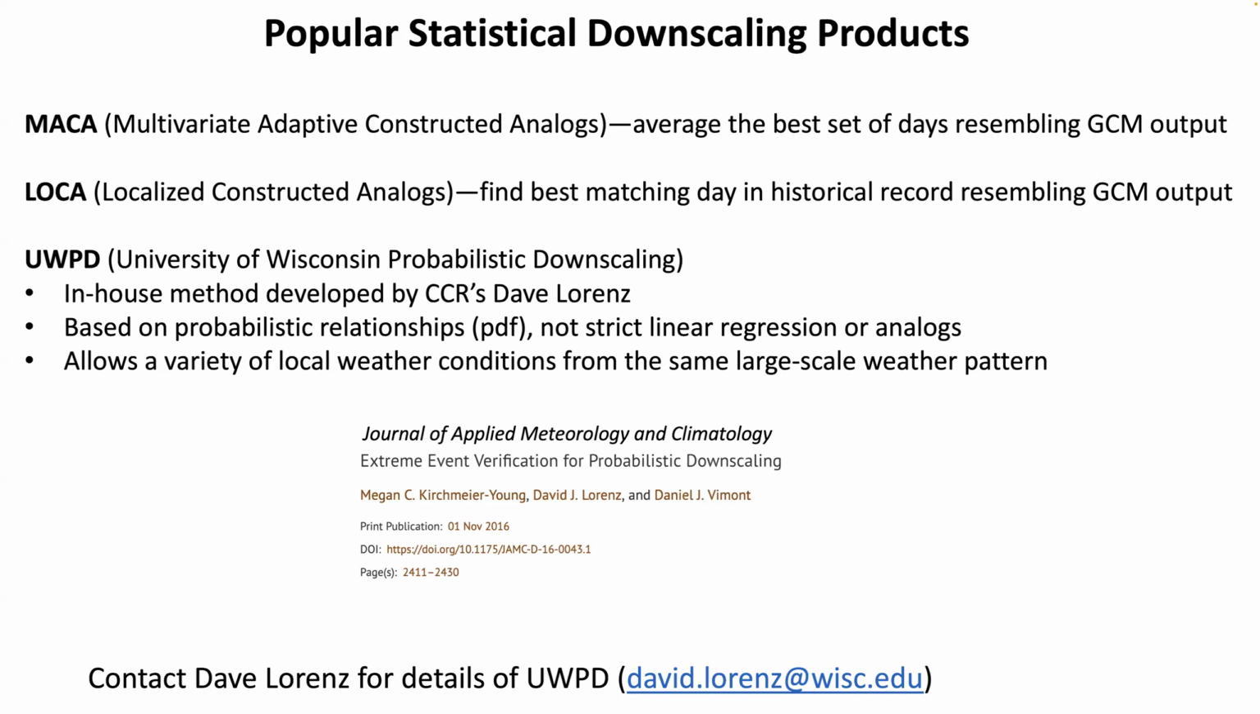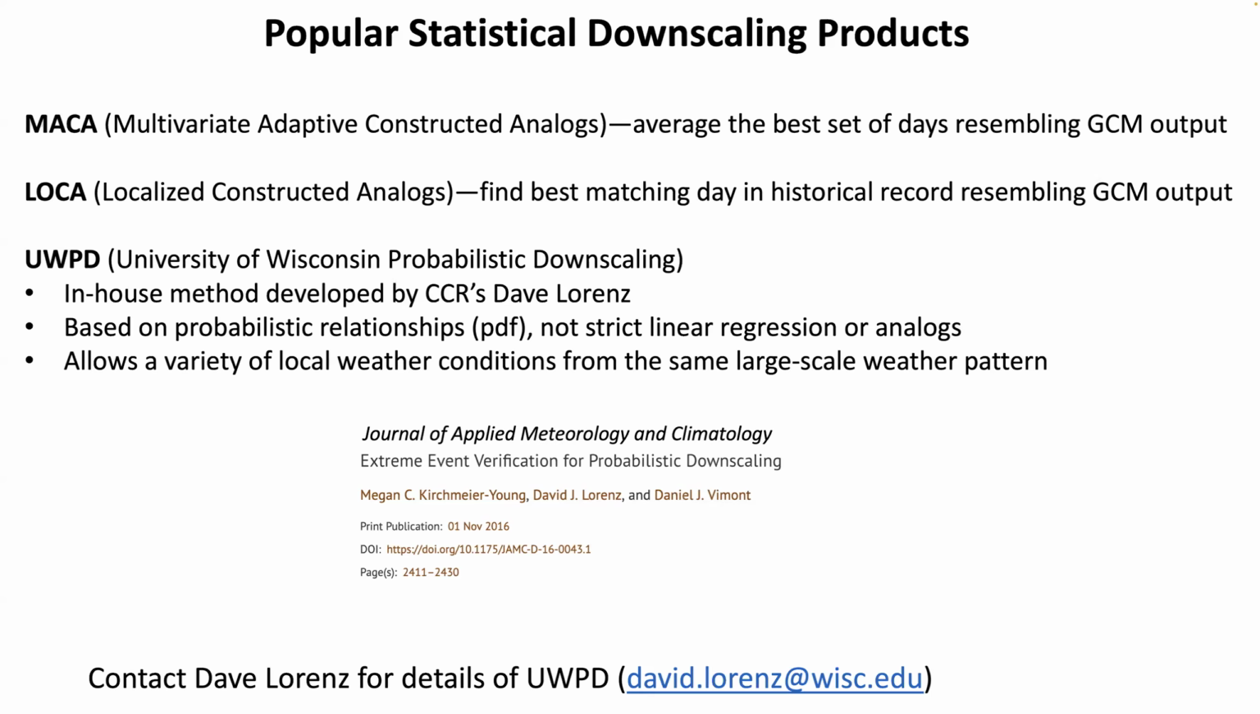Now, the UWPD is a very different type of process. So it's based on probabilistic relationships, not strict linear regression or analogs. And it was developed in-house by our very own CCR's Dave Lorenz, who some of you know. And one of the things that it does that's different is that it allows a variety of weather conditions to be chosen from the same large-scale weather pattern.